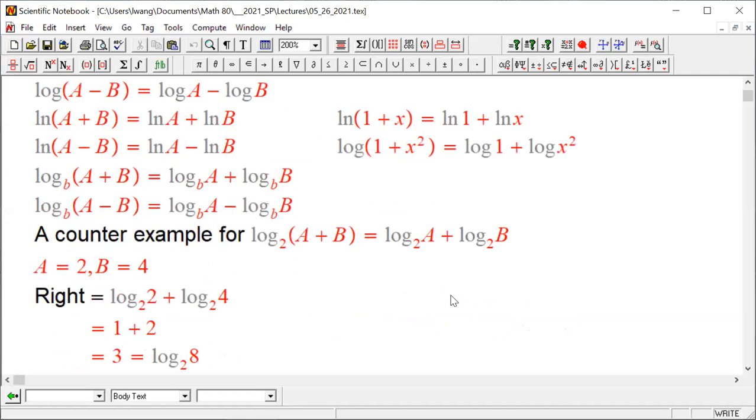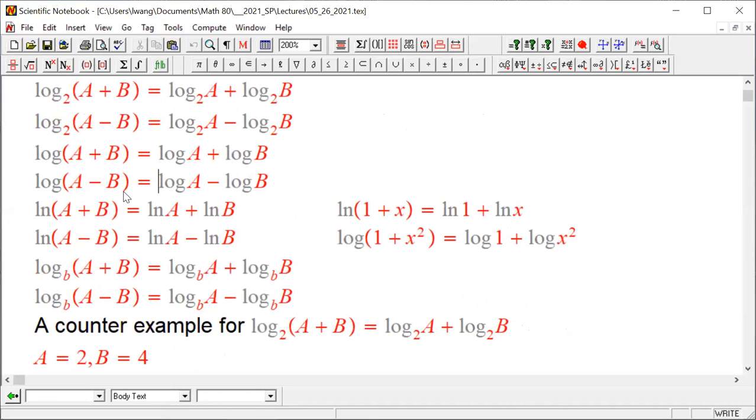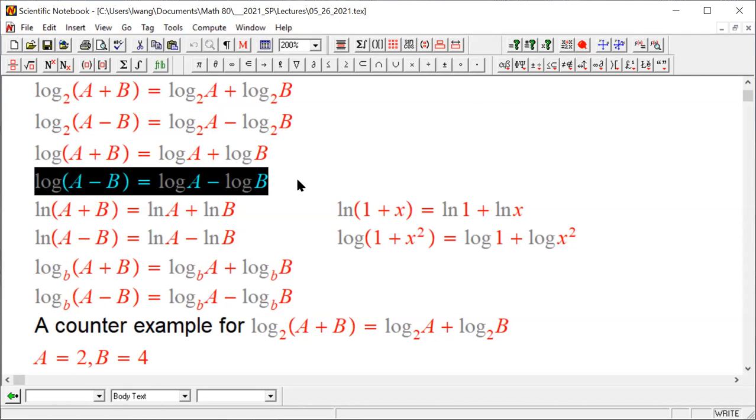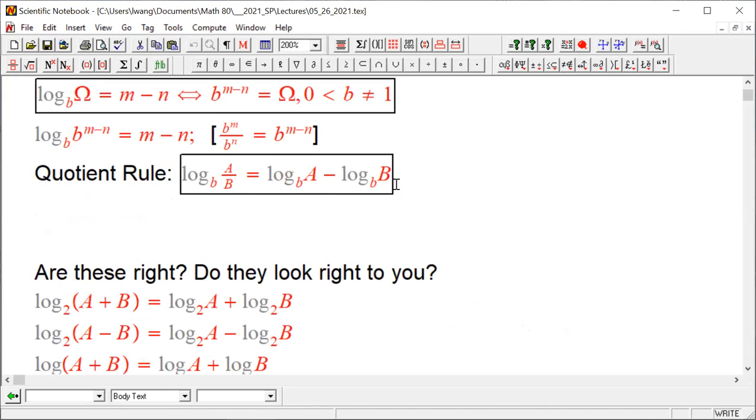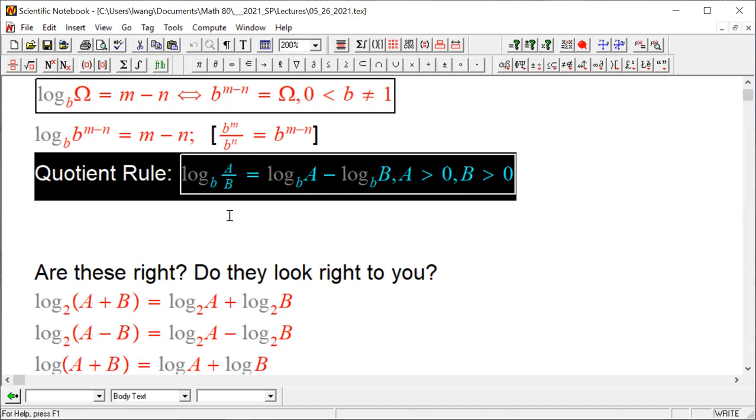Remind you of the mistakes we've seen, right? Those subtractions, right? We have a quotient rule. And of course, we need to understand that A must be larger than 0. B is larger than 0, right? Just to make sure everything is in the domain. And B is still greater than 0, not equal to 1. So this is the second rule, the quotient rule, product rule, quotient rule.